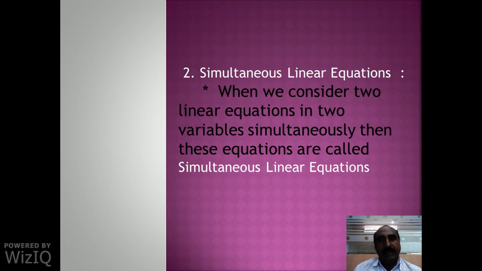Again, definition number 2, that is simultaneous linear equation. When we consider two linear equations in two variables simultaneously, then these equations are called simultaneous linear equations. Again, when we put the values of the variables of the solution into the equations, both the equations get satisfied simultaneously. That's why these equations are called simultaneous linear equations.